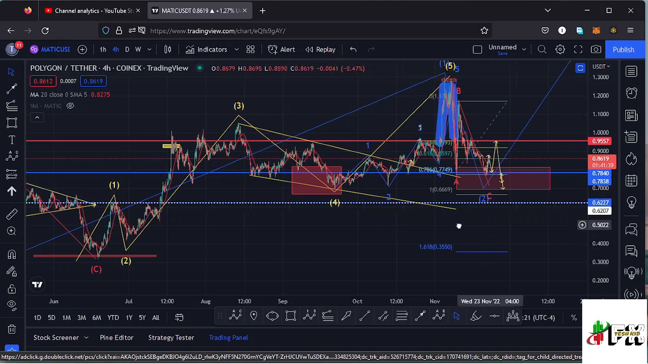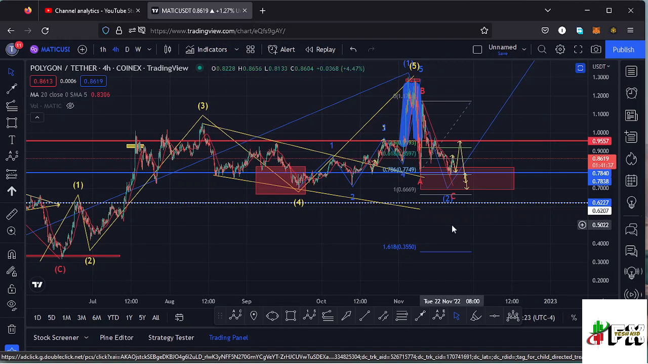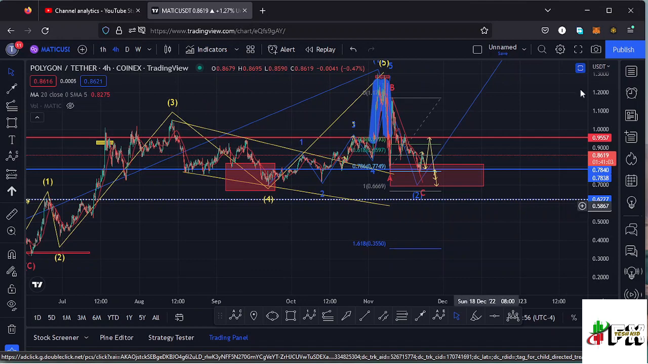That is still a possibility that we need to have in mind, and that can only happen in case we lose the fib level 0.618 and continue pushing lower, and also lose key areas of support in between here. That will be my next target area at around the $0.35 mark. So let's be patient and see how that plays out.